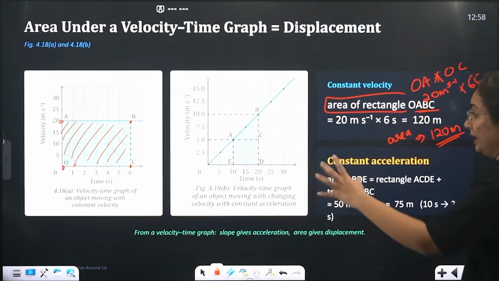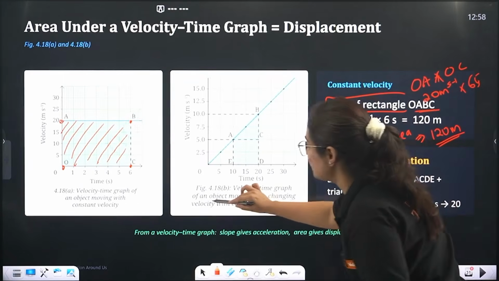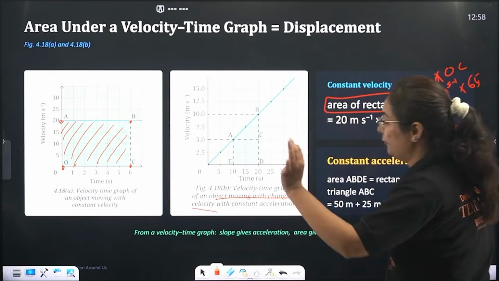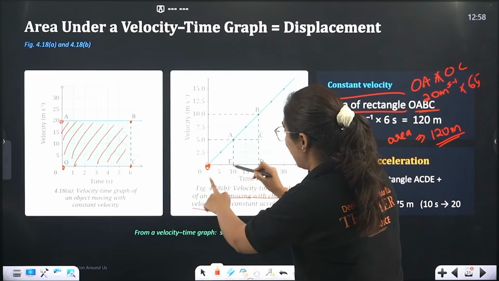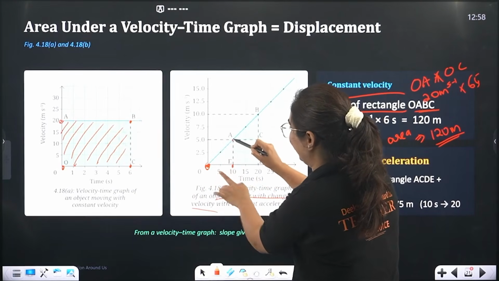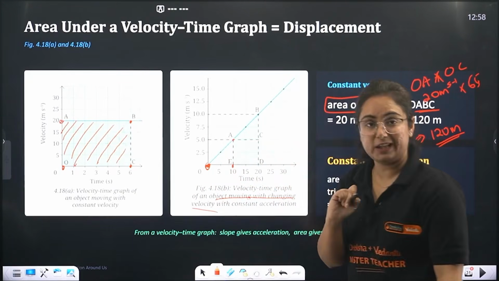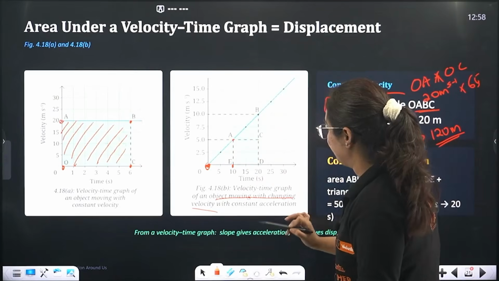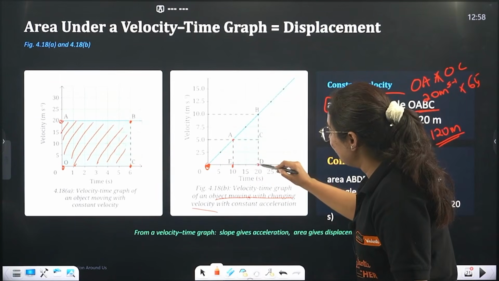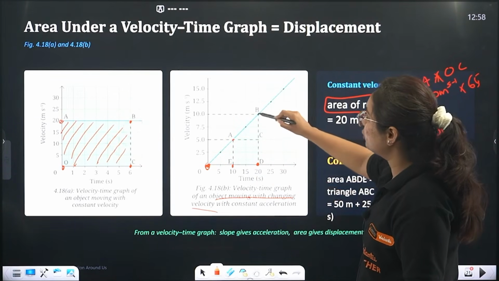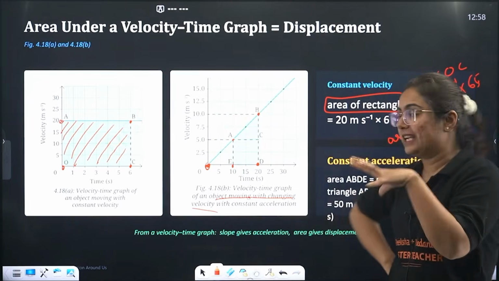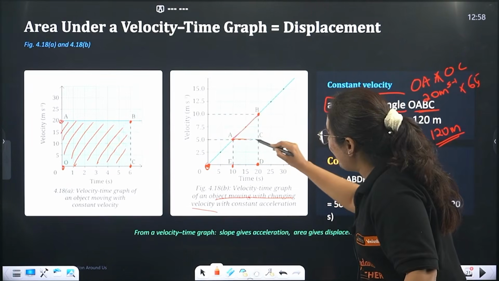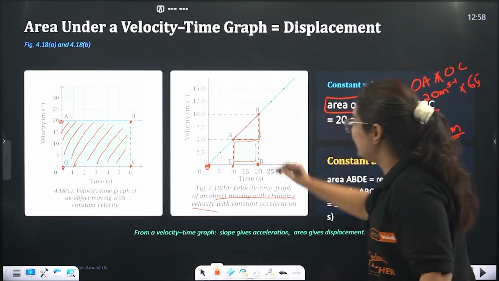But what if in case the object is moving with a changing velocity? For example, the object started at a point O. After 10 seconds, it reached the point A. How much velocity was it? 5 meter per second. After an interval of time, that is 20 seconds, it reached the point B, and that is 10 meter per second. In that case, the area will be the total of this triangle as well as the rectangle.